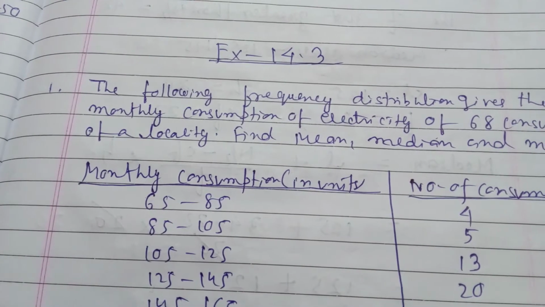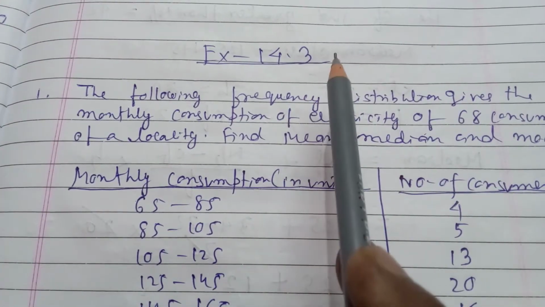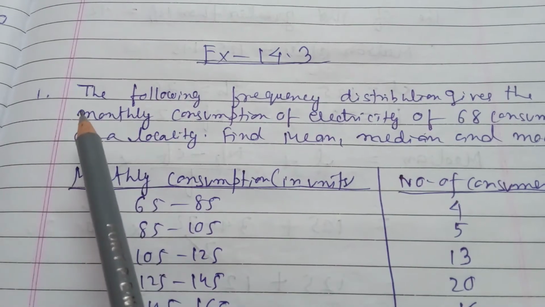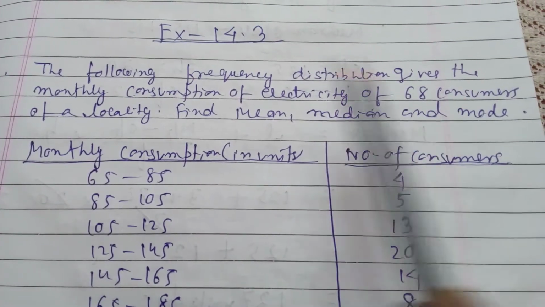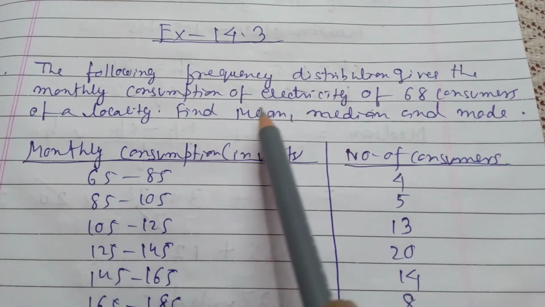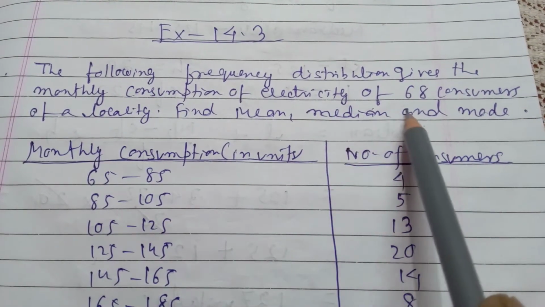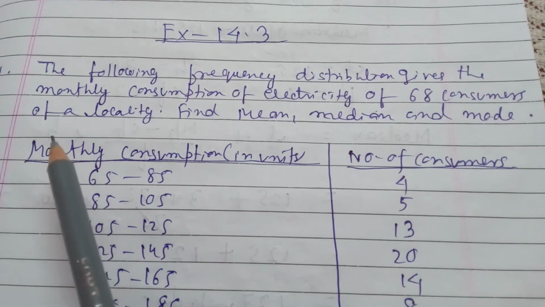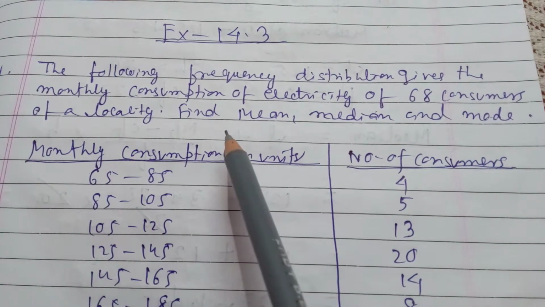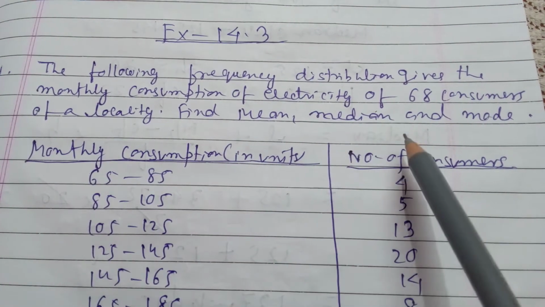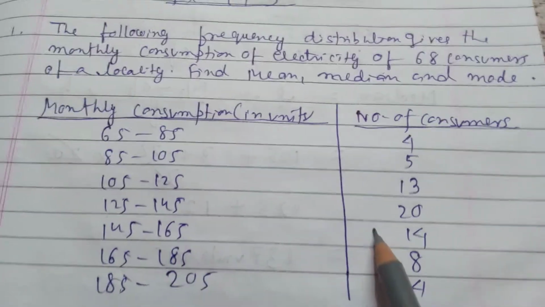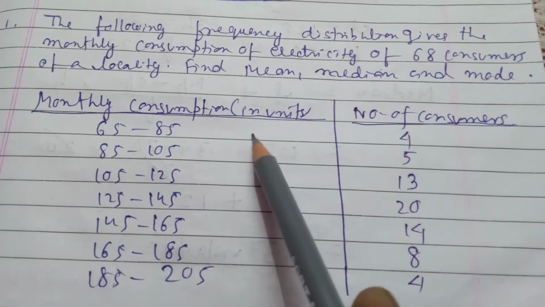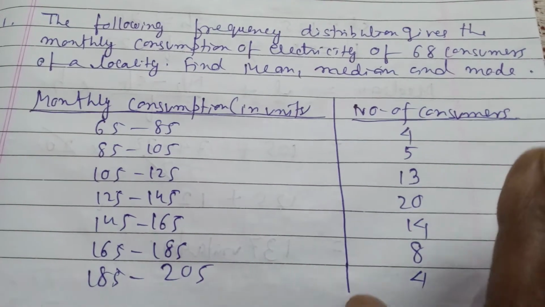Now I shall start exercise 14.3. Question number 1. The following frequency distribution gives the monthly consumption of electricity of 68 consumers of a locality. Now find the mean, median and mode. Okay, and this is the table given. Monthly consumption in units and number of consumers.